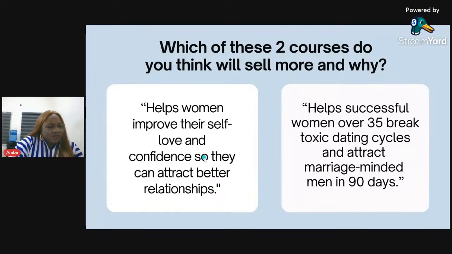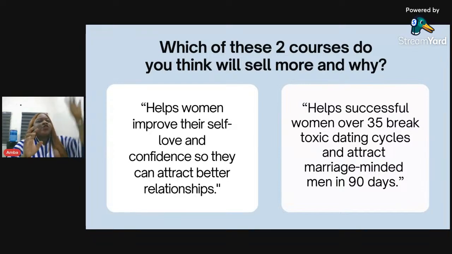Helps women improve their self-love and confidence, so they can attract better relationships. What kind of relationships? It's not specific. It's vague. Everything around this just speaks vague. It's not hitting any notes. It's not talking to anybody specifically. It's just talking to everybody on a blanket. Improve your self-love. So even if you're 13 years old, come. Oh, you're 5 years old, come. We'll help you improve self-love. Oh, confidence, so that you can do better debates in your primary school. Oh, older woman, self-love and confidence.